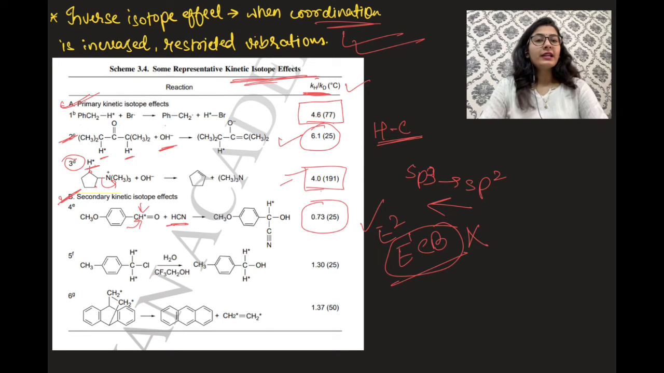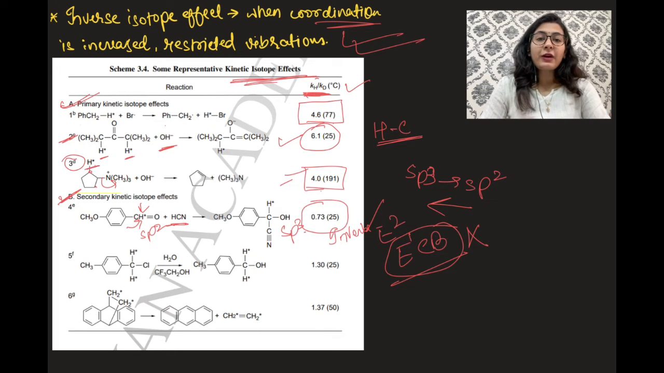All right, why is that so? And do you see, guys, it is less than 1. kH upon kD is less than 1. Why is that so? Because it is going from sp2 hybridization to sp3. It is becoming more restricted. So this is showing you an inverse secondary isotope effect.